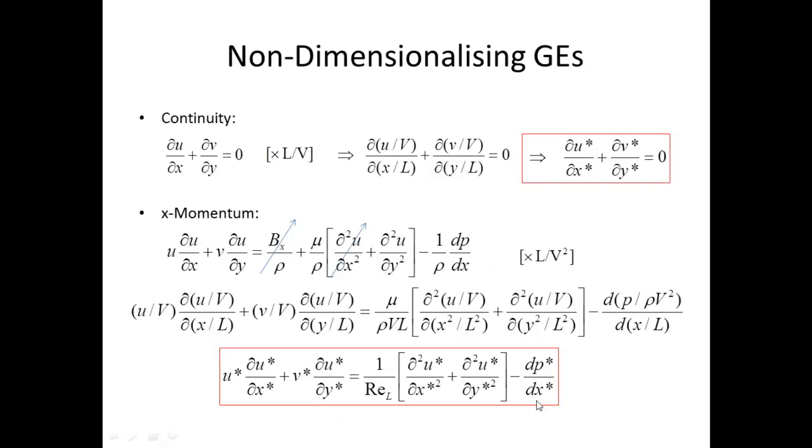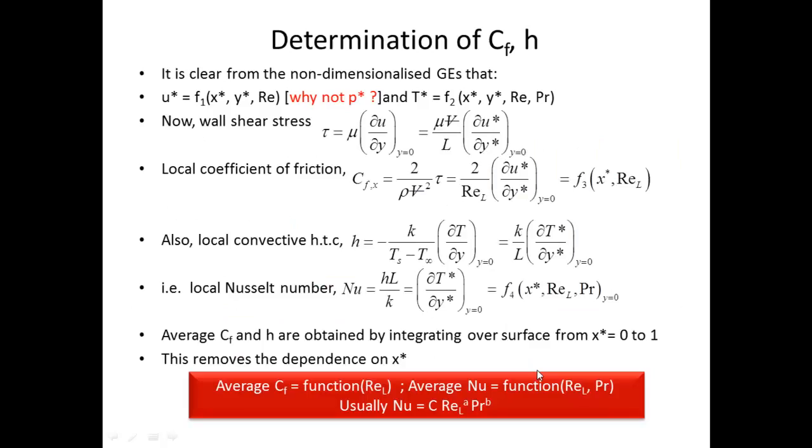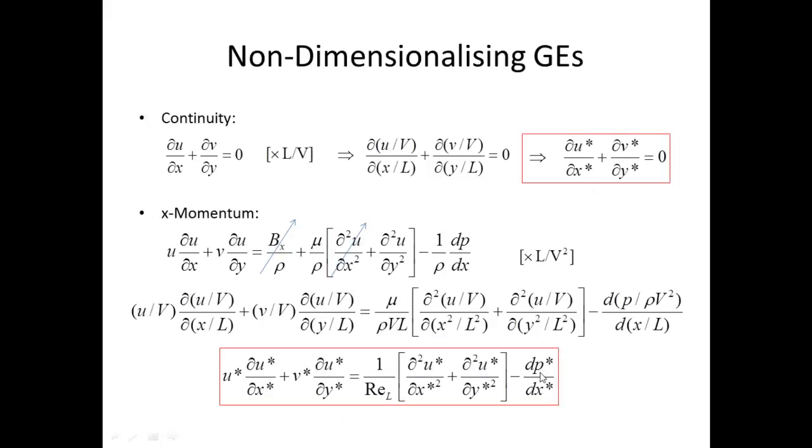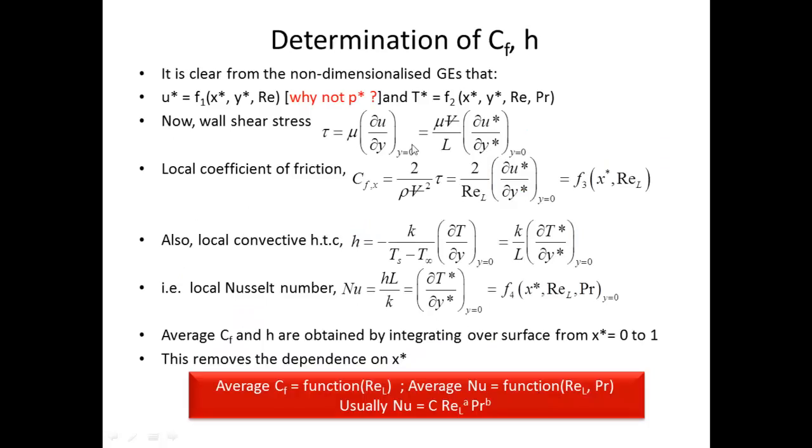Even though we have got a pressure term coming here, I didn't put pressure as one of the independent variables here. So that is the question I have put here: why am I not including P star? The answer is that P star is a function of only x star, as we have seen before. So we need not put P star because we already have x star as an independent parameter. It's not really required to put P star, which is again another function of x star.